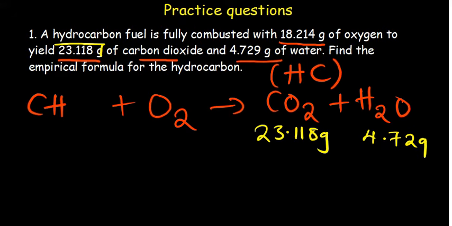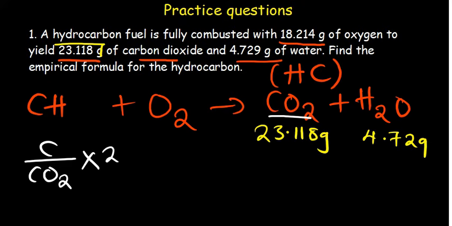So I hope you're able to remember what I told you earlier. From our explanations, we said, look at carbon dioxide, come up with a ratio of carbon to carbon dioxide. So you have a single carbon atom in carbon dioxide. Multiply against the mass. So our mass is 23.118 grams. What we are going to get is the mass of carbon contained in the compound. So we can do that.